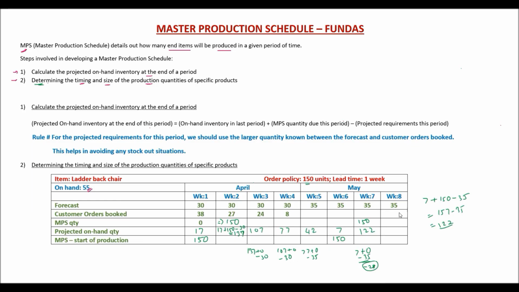Now again, week 8, we'll have on hand of last period, which is 122. So 122 plus MPS is 0 minus projected requirement this week is 35. So basically you will get 87. So this now gives you the plan that we need to start producing 150 units in week 1 and 150 units in week 6. So this is how a typical master production schedule planning is done.